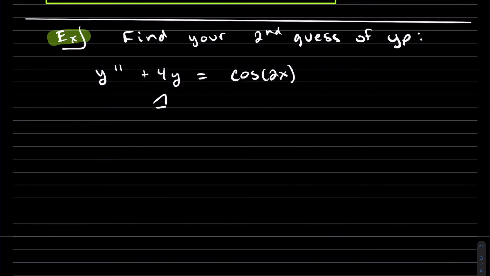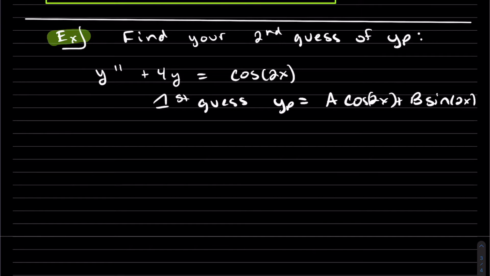So your first guess of YP is A cosine of 2x plus B sine of 2x. Remember, it has to include the derivative. Any derivative of your g of x needs to be in there. So that's why we have to include sine of x. We're going to find YC next to make sure those values don't get absorbed into our homogeneous solution.